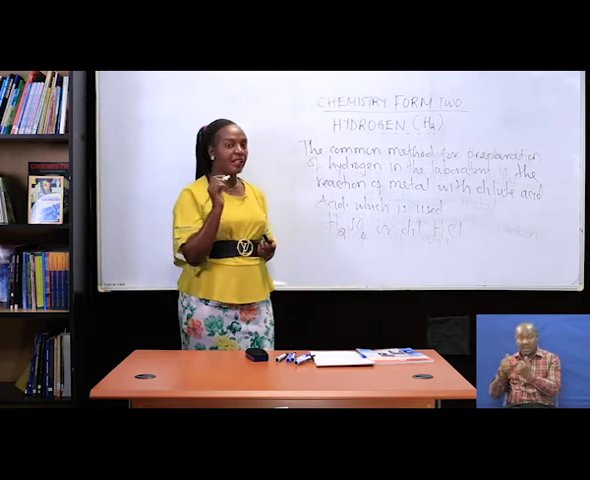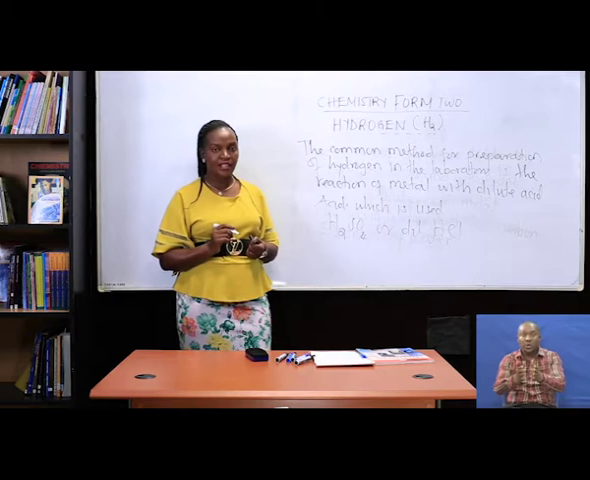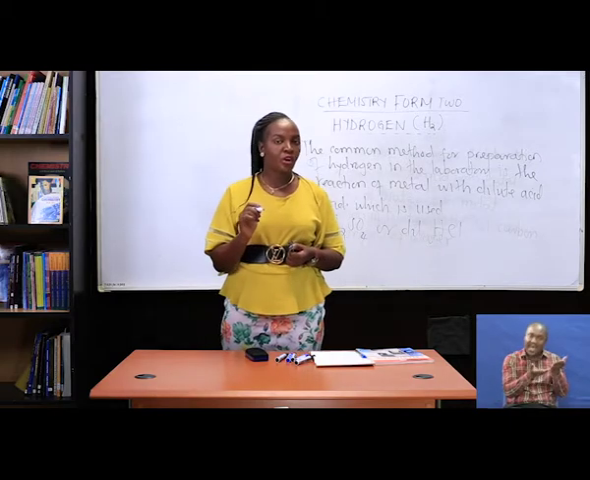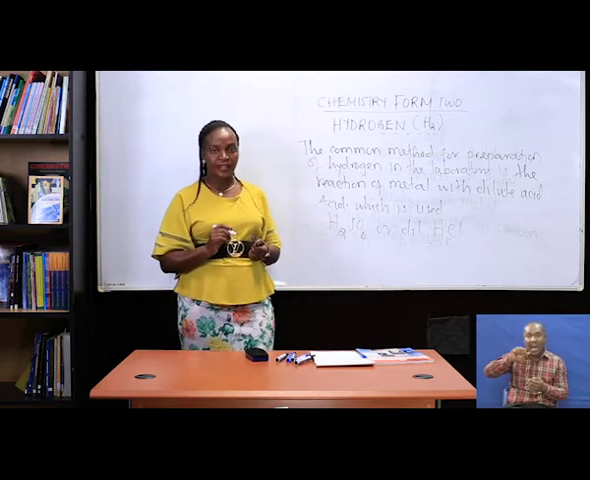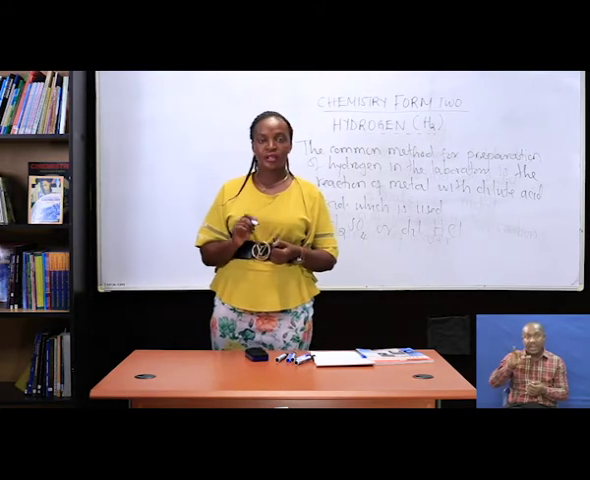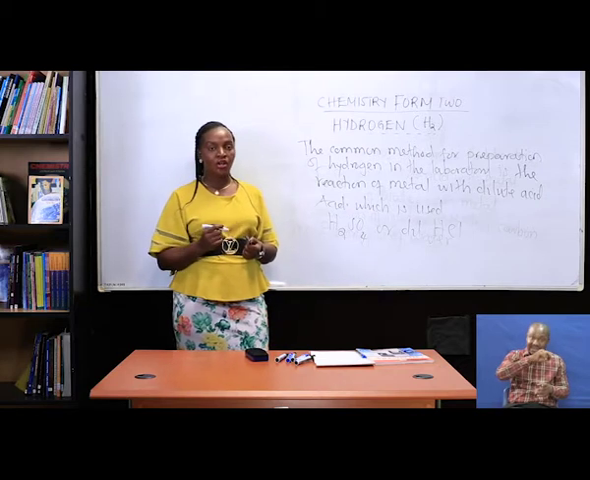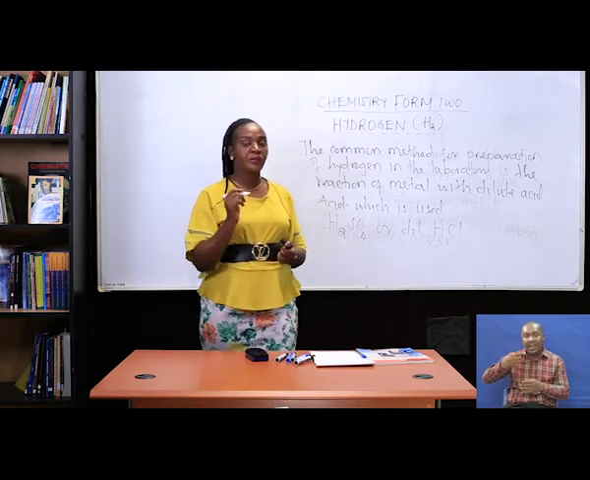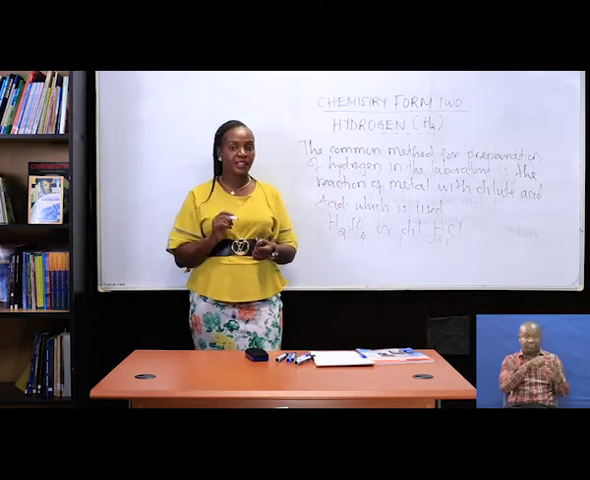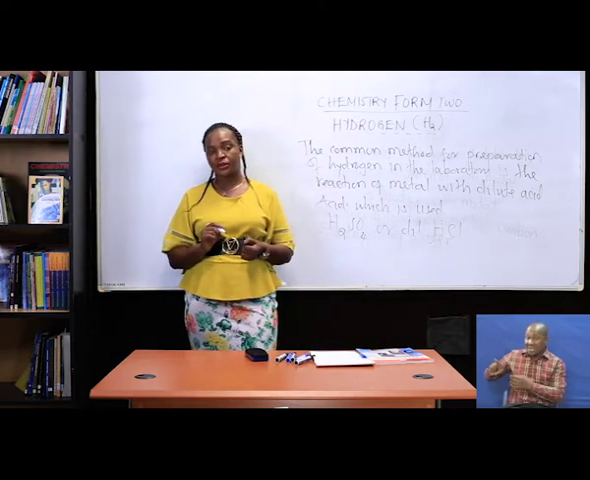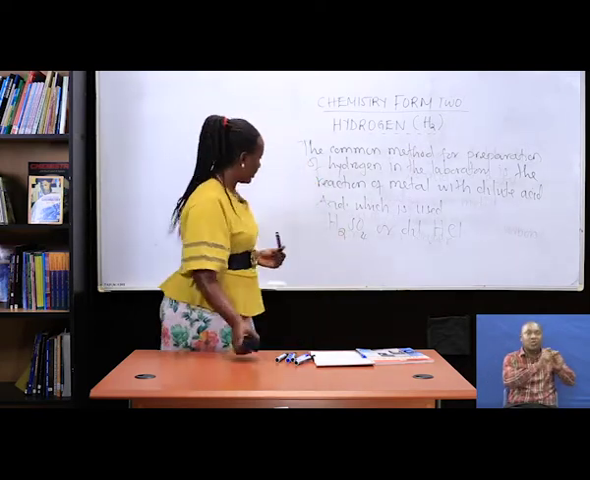So the recommended metals that you use to prepare hydrogen are either zinc metal or magnesium metal. So we prepare hydrogen from the reaction of dilute acid with zinc as a moderately reactive metal, or magnesium. We are going to prepare hydrogen today from zinc granules, which is zinc metal, and dilute hydrochloric acid.